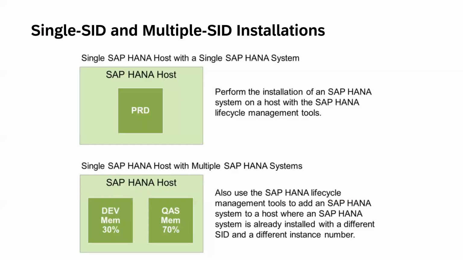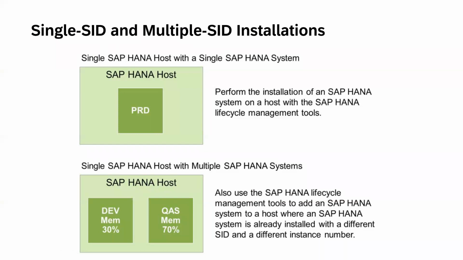So that was Quick Sizer. Now next comes the installation part. There's nothing to do here, we have already done the installation. Just for your information, what kinds of installations can you do? You can do a single SID installation or a multiple SID installation. Now, what is a single SID installation and a multiple SID installation? For example, you have a physical server or a virtual machine.